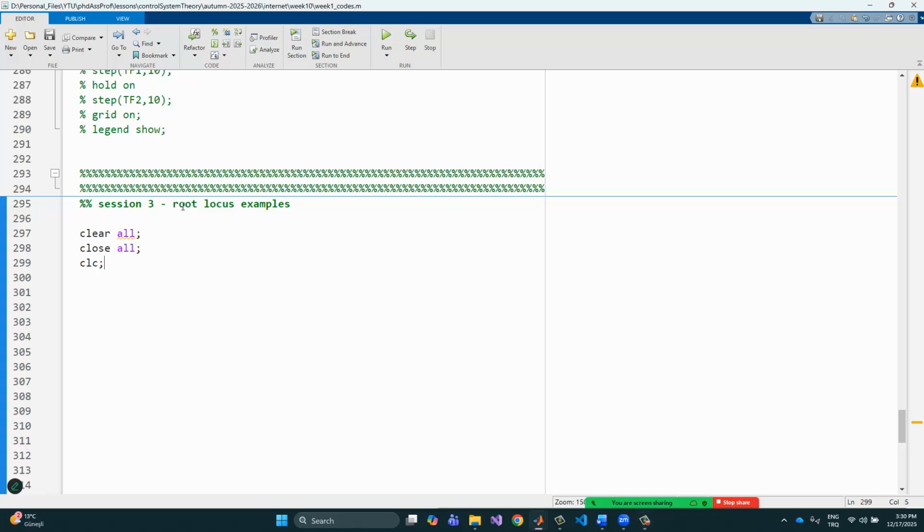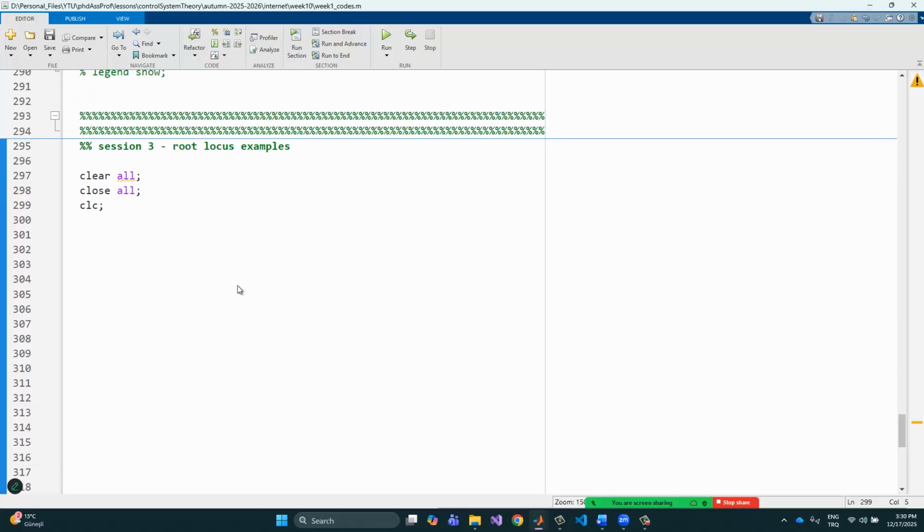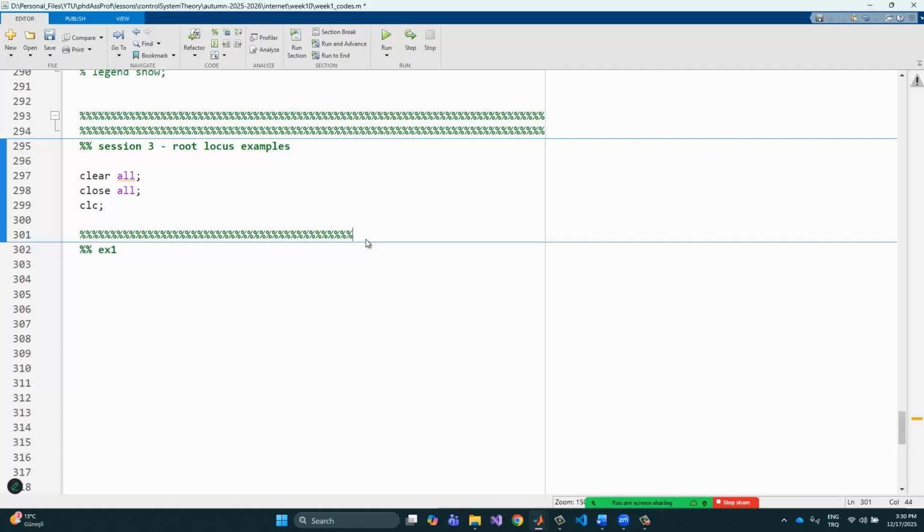In this section, we will look at the root locus examples. First of all, we need to write the x1 in here, just like this one. What is the root locus? This is the root locus technique, and this is the root locus example.